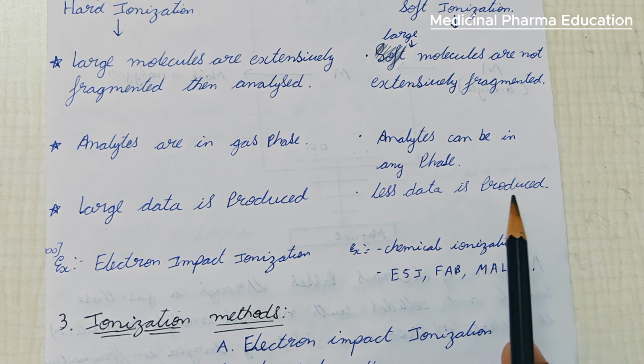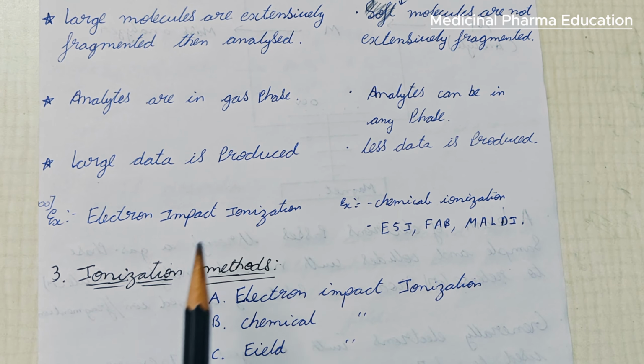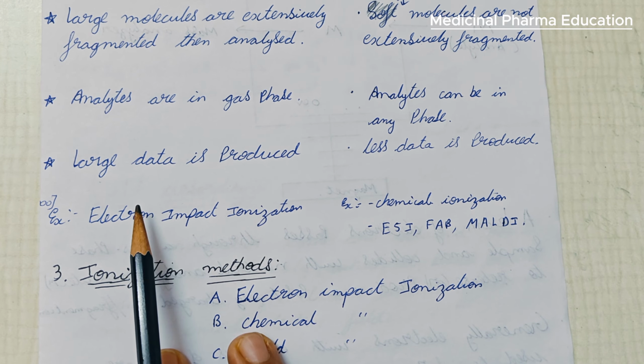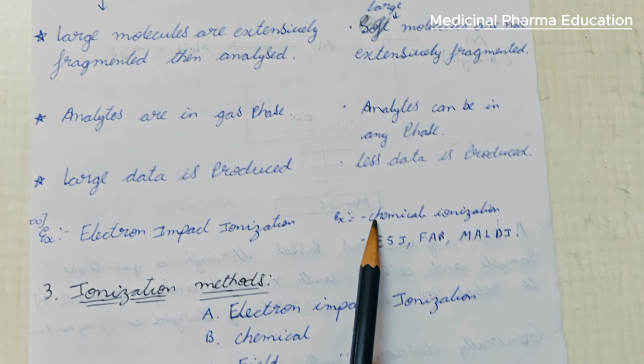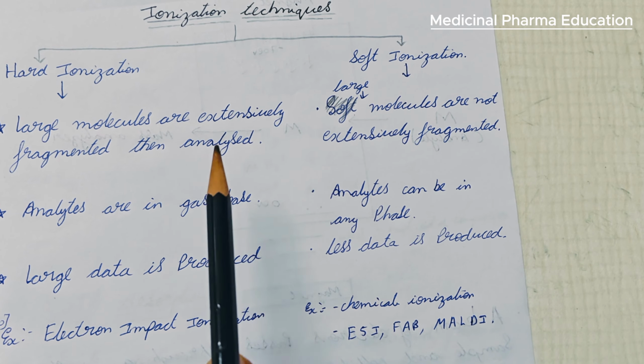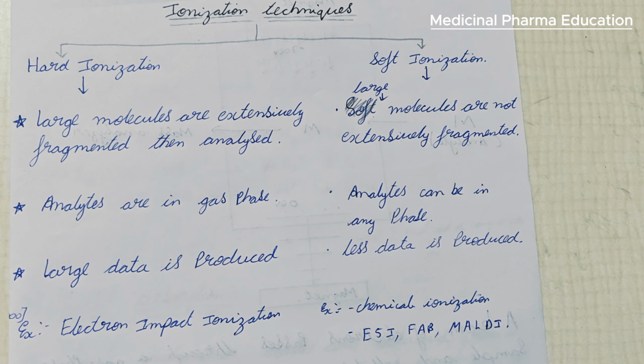Larger data is produced in hard ionization, less data is produced in soft ionization. That's the basic difference between soft and hard ionization. If the examiner wants to make a tough question paper, he may ask about different types of ionization techniques, either soft ionization or hard ionization.